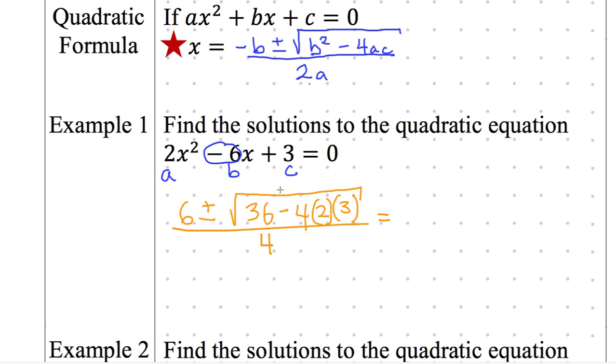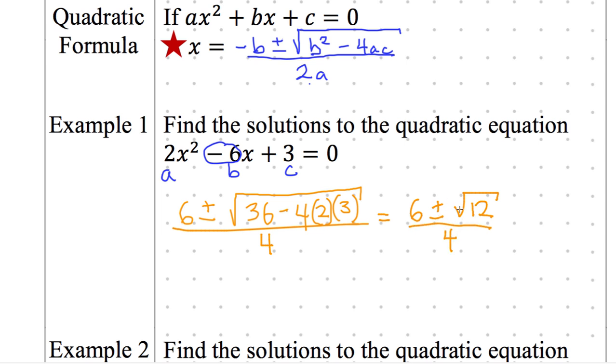All right, so I still have that term out front. I still have 6. This is going to be plus or minus. Now I need to do all of this. Let's try to get this all in one step. 4 times 2, go. 8. Times 3. 24. And then I need to do 36 minus 24. 12. Yeah. So plus or minus square root of 12. And all of that is going to be over 4.